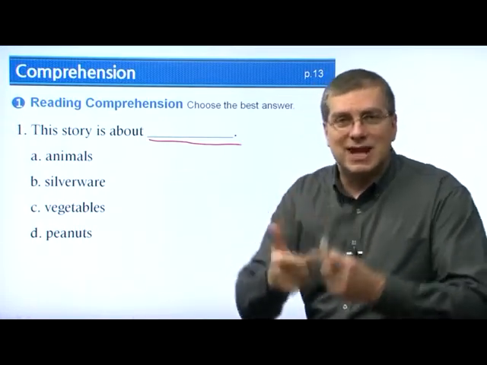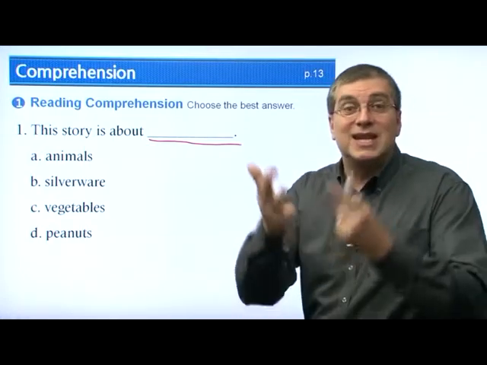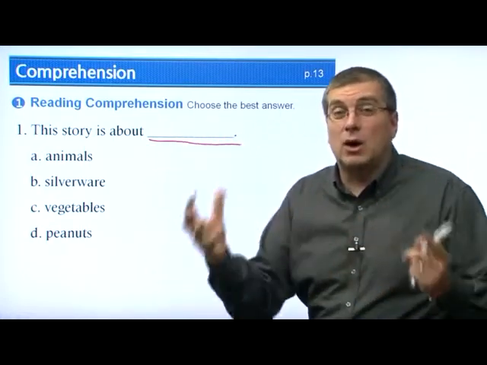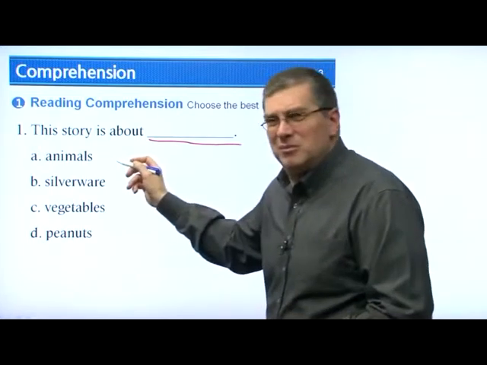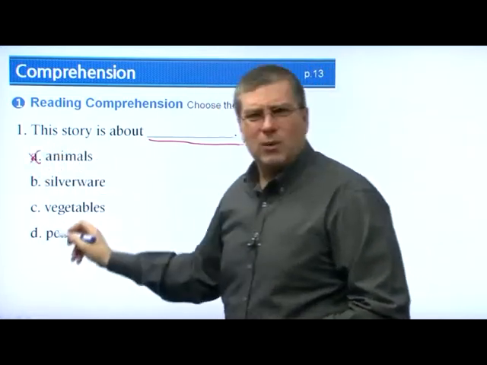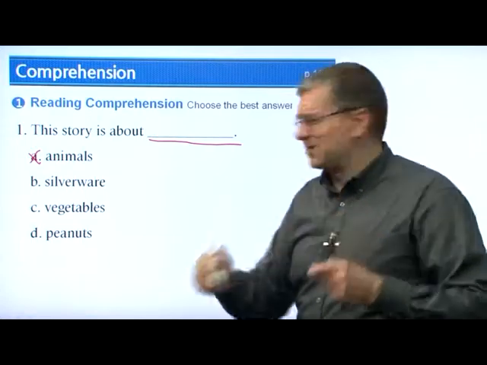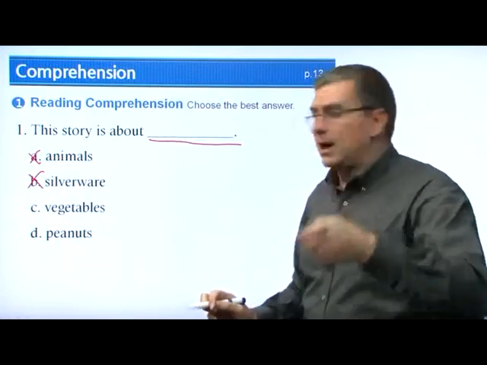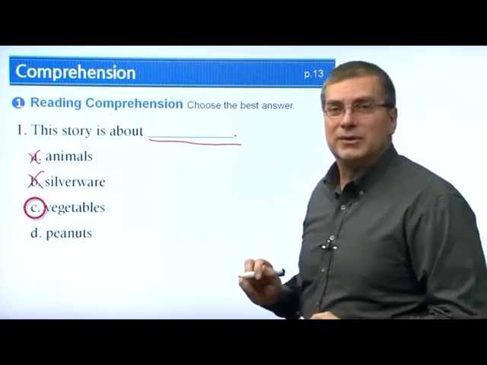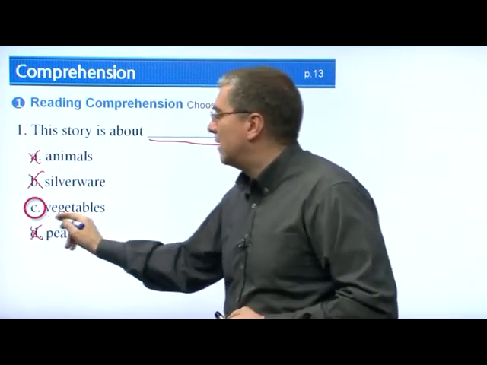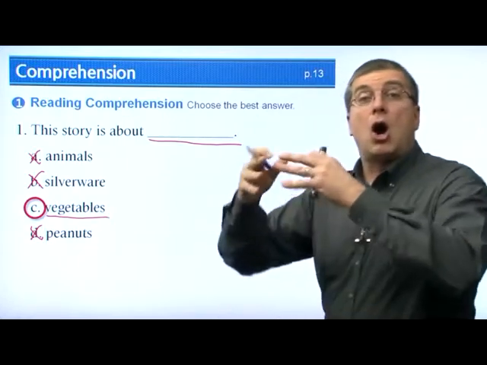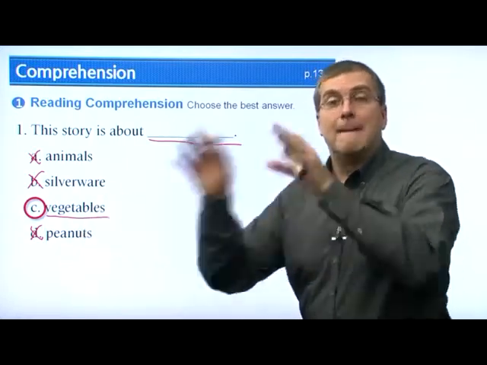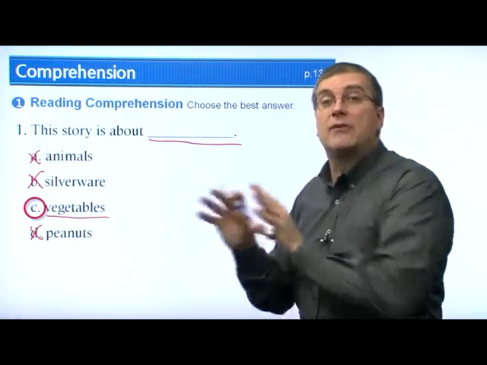The roots, the stems, the leaves, the seeds, and the flowers. All those parts of the plant are called animals? No. Silverware? Forks, knives, and chopsticks? No. Vegetables? Vegetables. That's it, right? It's vegetables. Okay? Not peanuts, but vegetables. Vegetables are all the different parts of a plant. Many different parts of a plant.